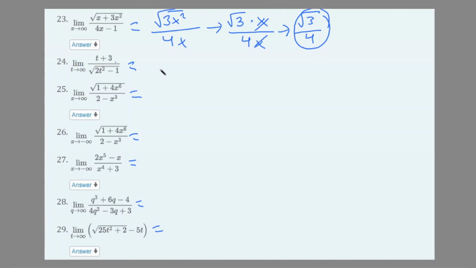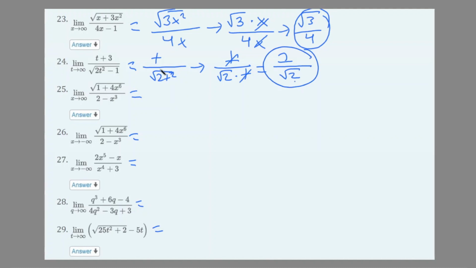So number 24, as t goes to infinity, we have this little equation right here. We could do the same thing here. On the top, we'll have t, and on the bottom, we'll have the square root of t squared. So what we could do is separate the square root from t: t on the top, square root 2 times t. Now we can just cross it out, and we're left with 1 over radical 2. That is our limit.